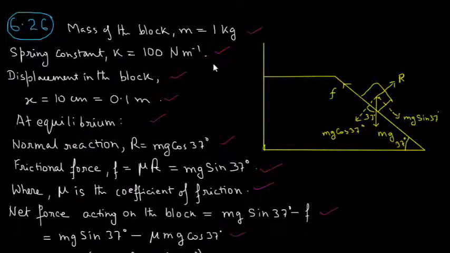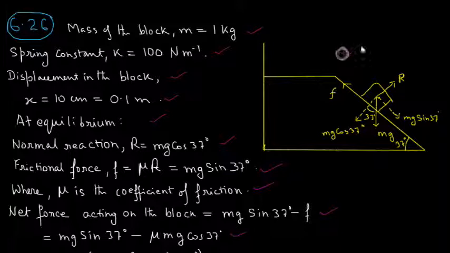Let us see the solution. Mass of the block m is equal to 1 kg. Spring constant k is equal to 100 Newton per meter. Displacement of the block x is equal to 10 centimeter, that is equal to 0.1 meter at equilibrium.